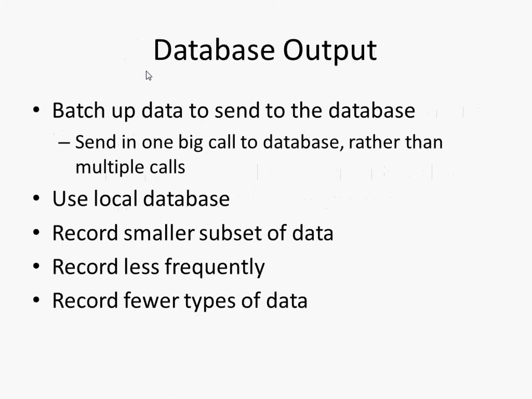You record a smaller subset of the data instead of recording things over time. Maybe you just want to record the thing at the final value within the model. You record less frequently spaced if you are recording it over time, and fewer types of data. I think that's really the smaller subset.